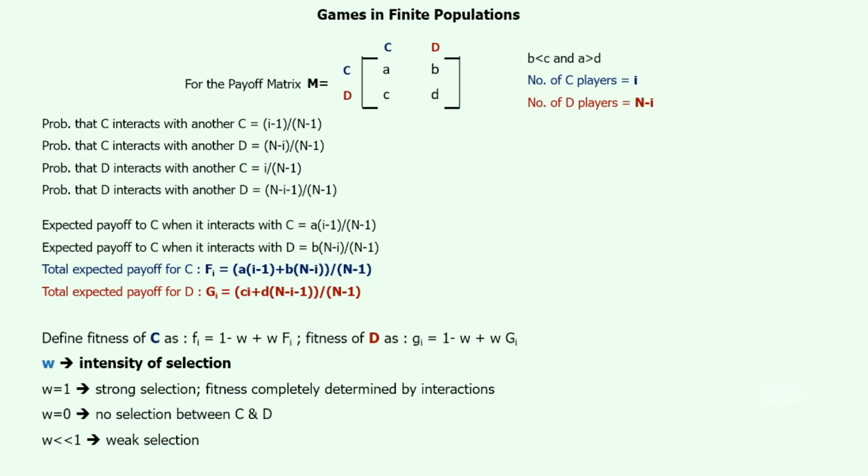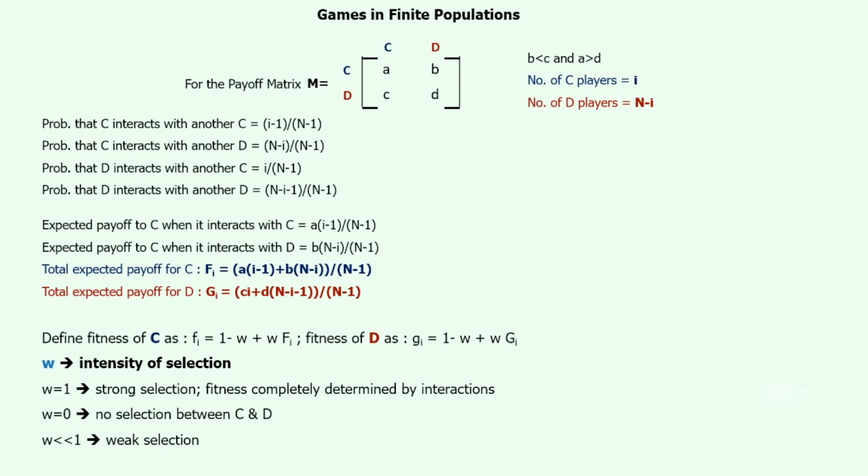In the same way, you can write down the probability that C interacts with D, D interacts with C, and D interacts with D. Now, once I have obtained the probability that each type interacts with another, I can calculate the payoff. So how do I do that? The total expected payoff is given by the probability, the expected payoff to C when it interacts with C, plus the expected payoff to C when it interacts with D, right? So this is the probability with which a C interacts with another C, and when they interact, the focal C player gets a payoff equal to small a. This is the probability with which a C interacts with a D, and when they do so, the focal C player gets a payoff equal to small b, and so the total expected payoff for the focal C player is given by this quantity, okay?